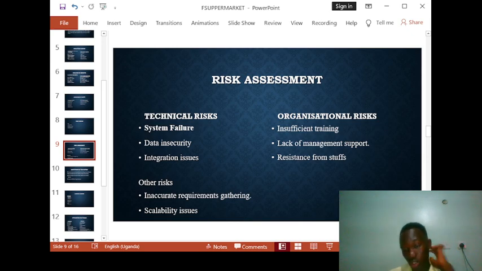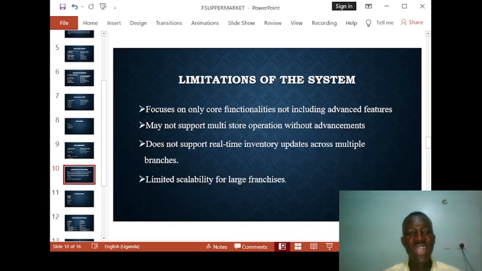For the technical risk, we have system failure, like if there's a breakdown, and data insecurity, like unauthorized access to data. Then we have organizational risk: inefficient training, like workers need to be trained, but if they are not trained well, they cannot easily operate the database. Then lack of management support, and resistance from staff, like if someone is not willing to change to the new system.